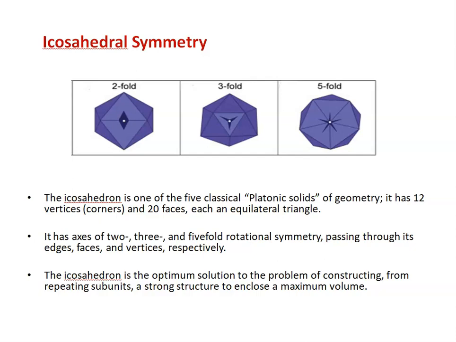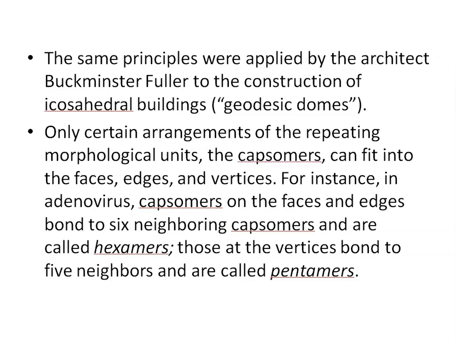Vertices mean corners. It has axes of 2, 3, and 5-fold rotational symmetry. You can see here in this picture, 2-fold, 3-fold, and 5-fold rotational symmetry, passing through its edges, faces, and vertices. Icosahedron is the optimum solution to the problem of constructing from repeating subunits a strong structure to enclose maximum volume. The same principle was applied for construction of icosahedral buildings, geodesic domes, by an architect, Buckminster Fuller.